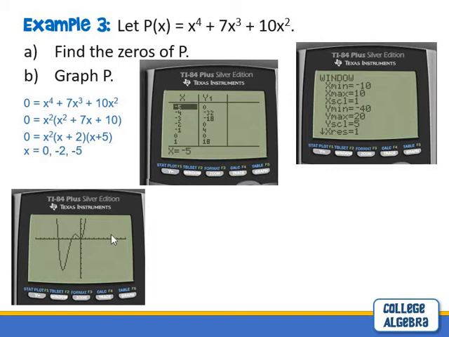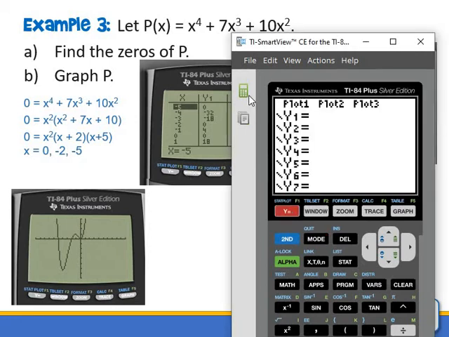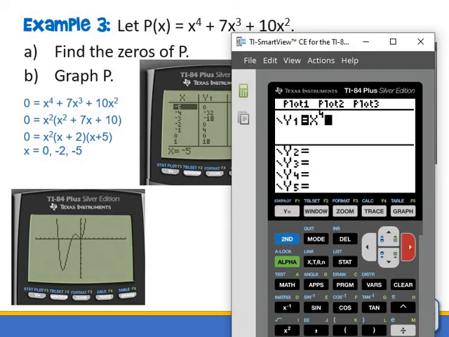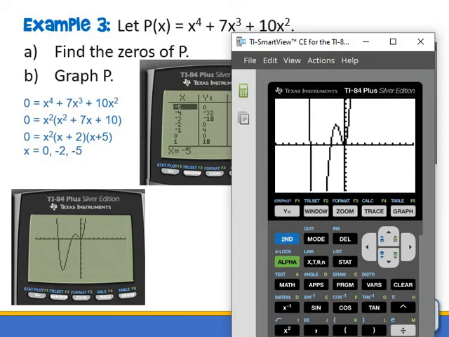Okay. If you do this in the standard window, you won't get a very good picture. Let me actually show you that with the emulator. So here's the SmartView emulator from Texas Instruments. So I can do y equals, put in x to the power of 4 plus 7x to the third plus 10x squared. And I'm going to hit zoom 6, which would be -10 to 10 in each direction. And if you drew this picture for me, I would not be very happy with it because you're not seeing a complete picture. You don't see the min.